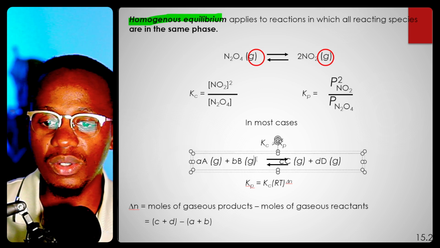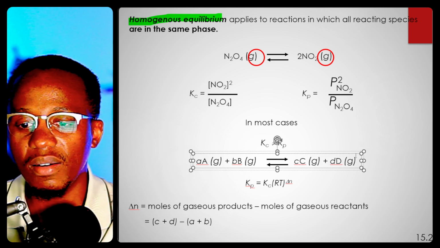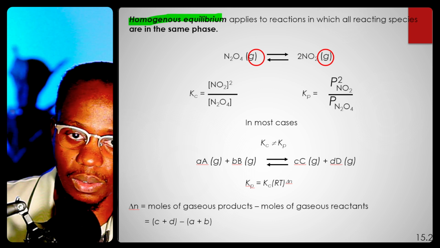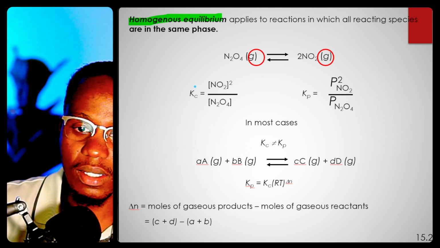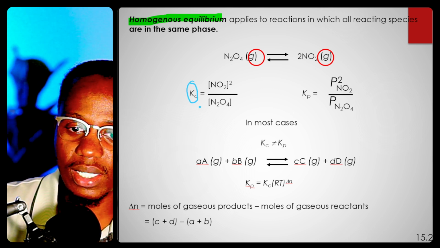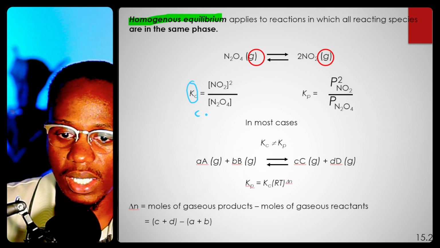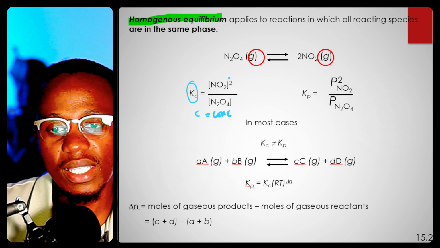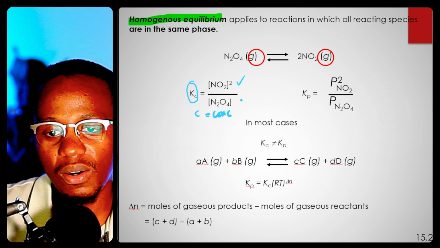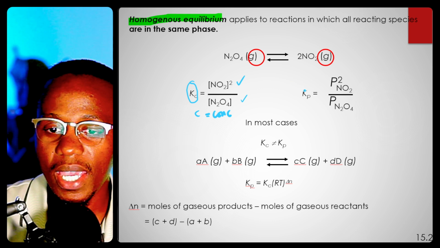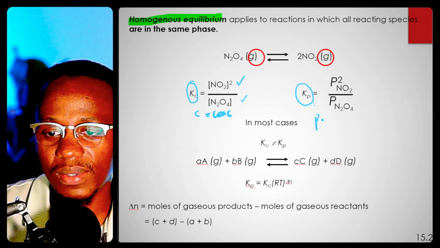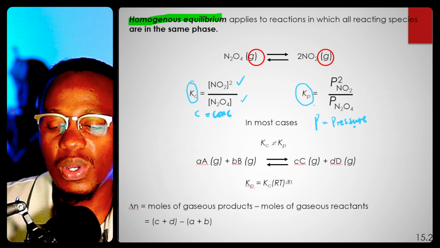Now let me introduce you to a new type of K, right? And this we will need to know. So Kc is the Keq we just looked at. C is concentration, right? So Kc is the same, right? NO2 squared over N2O4. But Kp has to do with pressure. This is when you have gases, right? P is pressure, right? This is when you have gases.